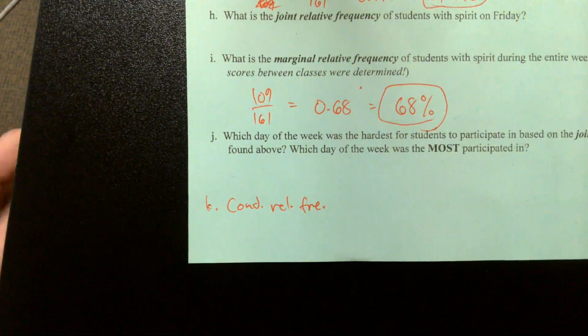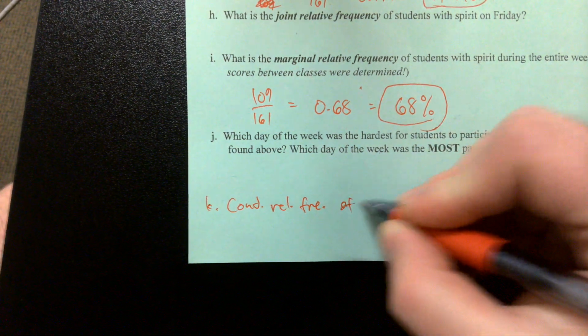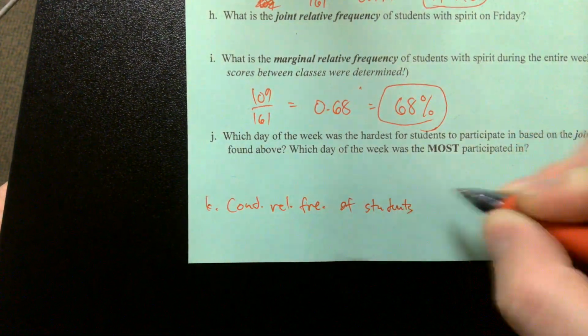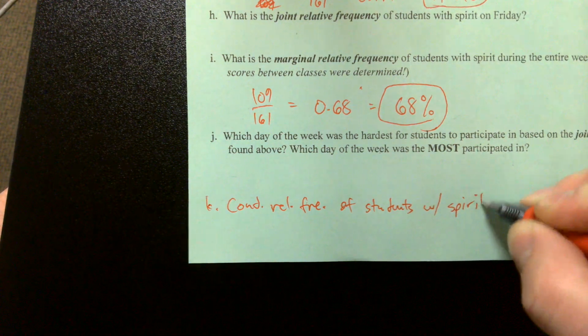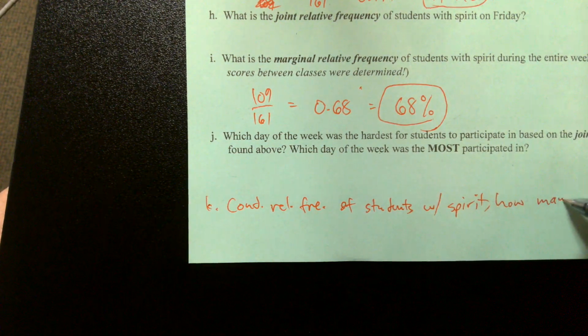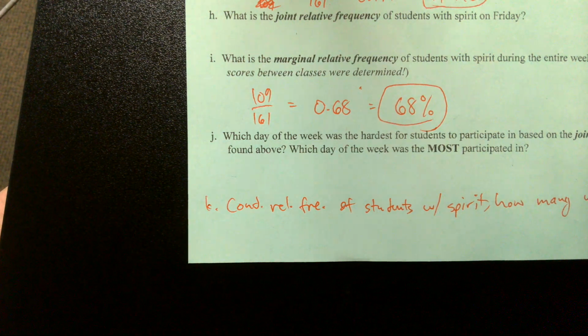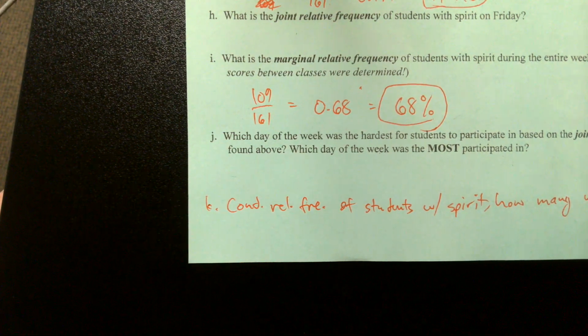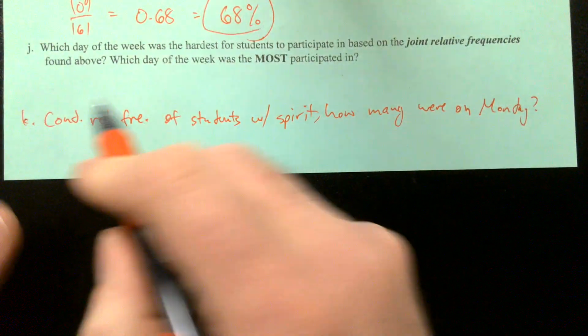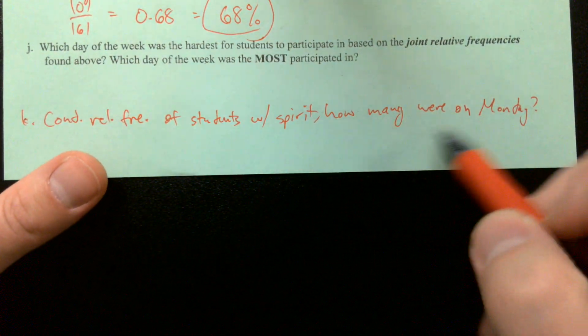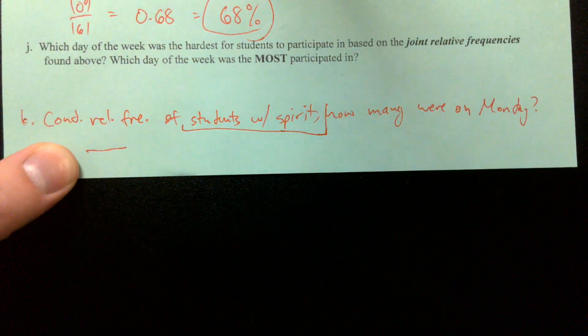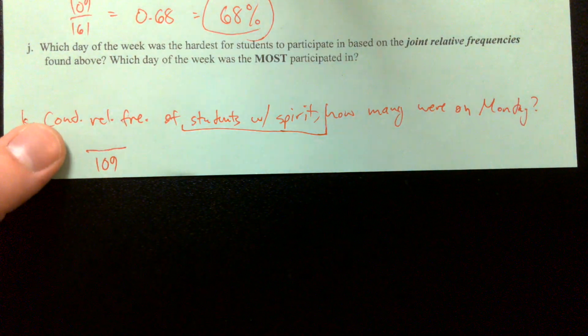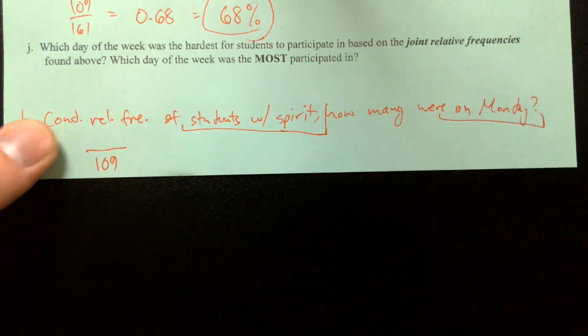of, let's see, what can we say? So we can say of the students with spirit, how many were on Monday? Right, so if I wanted to find the conditional relative frequency of students with spirit, what's the frequency of them on Monday? Then we would take the total number of students with spirit, which was 109. That would be my denominator. And how many students had spirit on Monday, based on the table? 24.